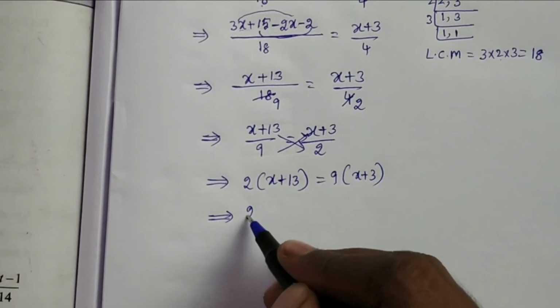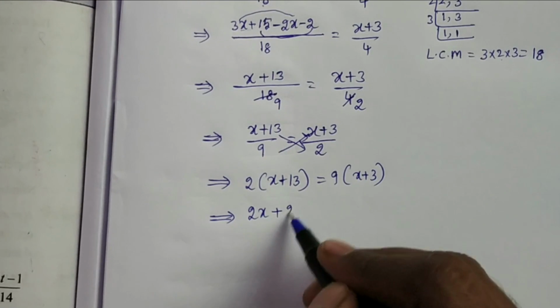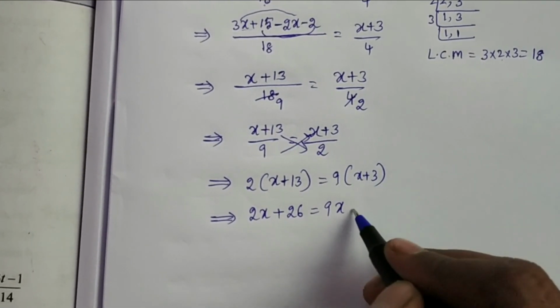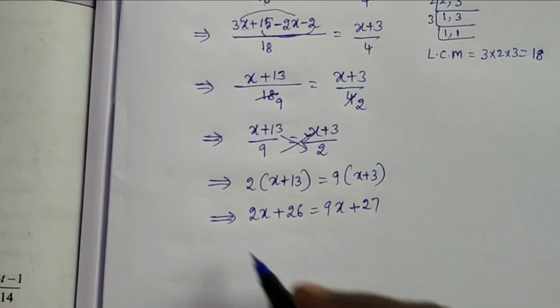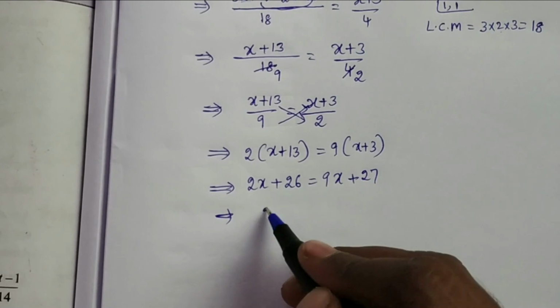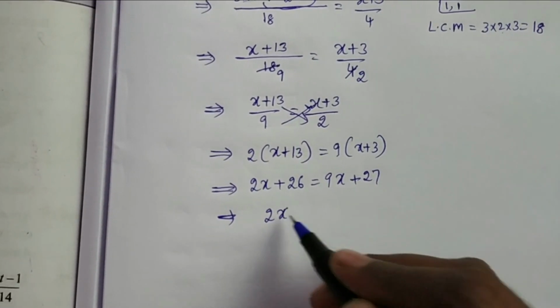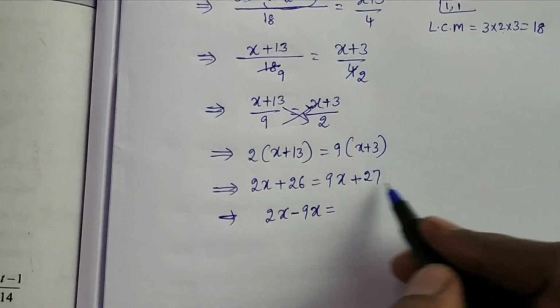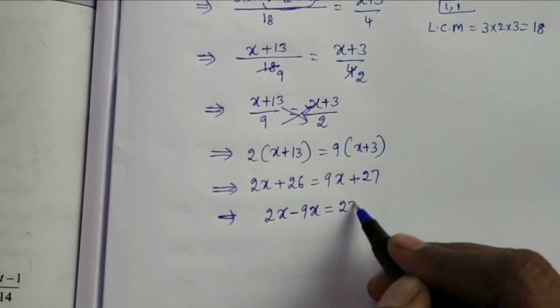2 into x, 2x, plus 2 into 13, 26. 9 into x, 9x, plus 9 3s are 27. Send x values one side, numbers one side. Here 2x is already there. Send plus 9x this side, then it will be minus 9x is equals to, already 27 right hand side is there.